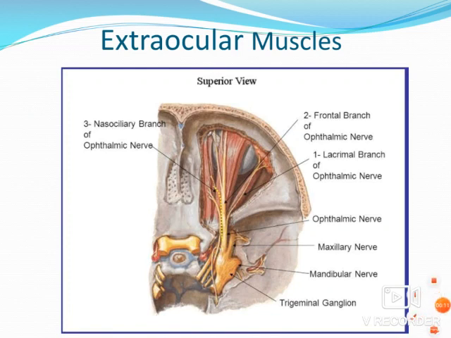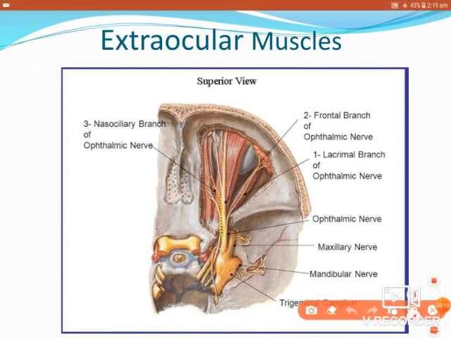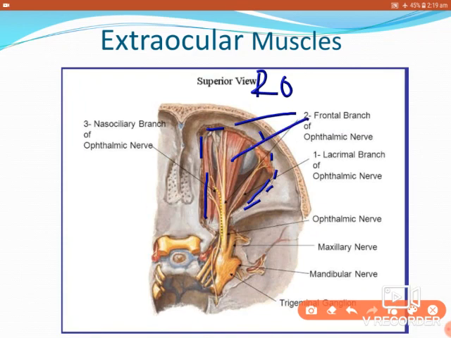Here this is the anterior cranial fossa. This is the superior view of this right orbit. This is the frontal bone. This orbital part of the frontal bone is cut. You can see these extraocular muscles with the associated nerves and arteries.